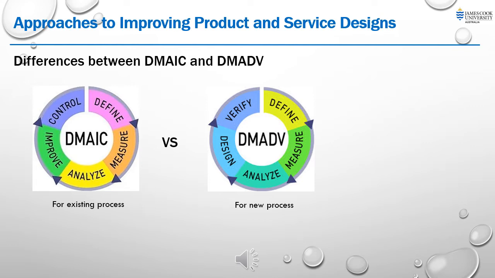In summary, DMAIC is used for improving existing processes, while DMADV is used for designing and developing new products, services, or processes. While both methodologies share some similarities in terms of use of statistical tools and techniques, they have different objectives and the stages of the two methodologies are not exactly the same.